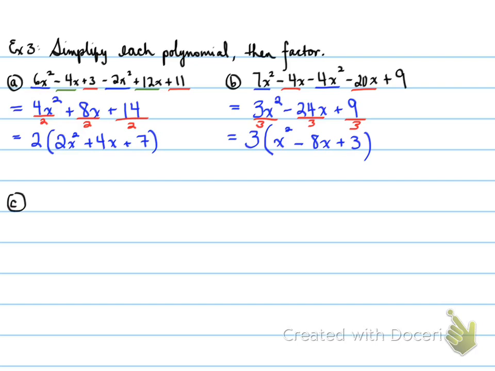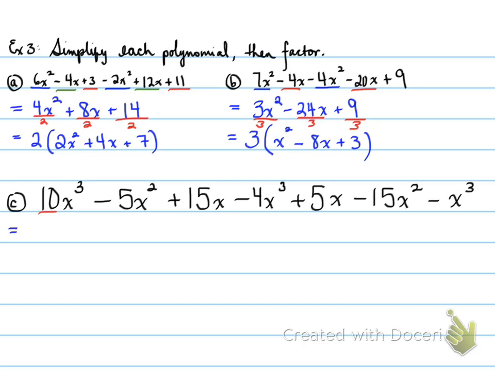Okay, moving on. Let's look at another example. Let's look at a long one here, folks. So here we go. Nice and long. Looking at a question like this, first thing you got to do is look and see if we can simplify it in any way. That is, collect like terms. So I can grab a bunch of x cubes. 10x cubed minus 4x cubed minus x cubed is 5x cubed. Minus 5x squared minus 15x squared is minus 20x squared. And plus 15x plus 5x is plus 20x.